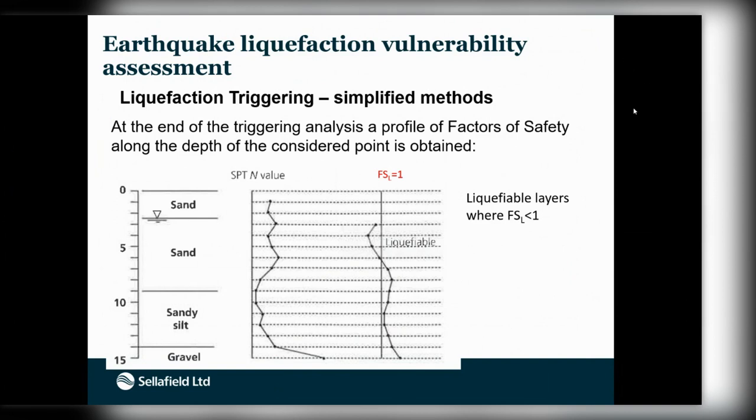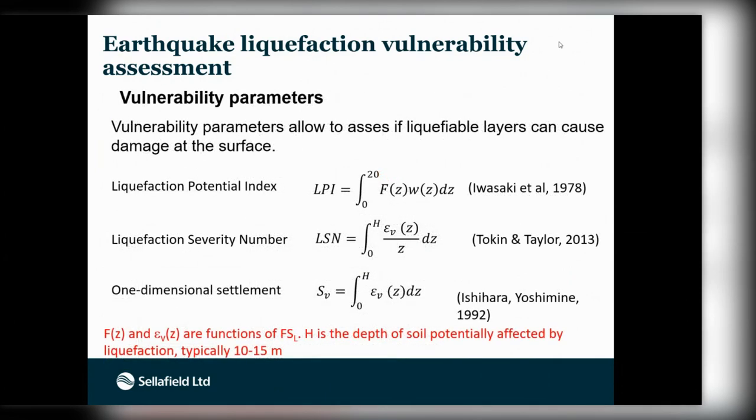Along a specific vertical, we can have a factor of safety lower than one. This is where liquefaction can happen, so that layer is liquefiable. Where the factor of safety is greater than one, the layer is not liquefiable. So how do we assess if that liquefiable layer can cause damage to the surface? To do that, we have to work out the vulnerability parameters. We have used three parameters for our assessment: the liquefaction potential index, the liquefaction severity number, and the one-dimensional settlement.